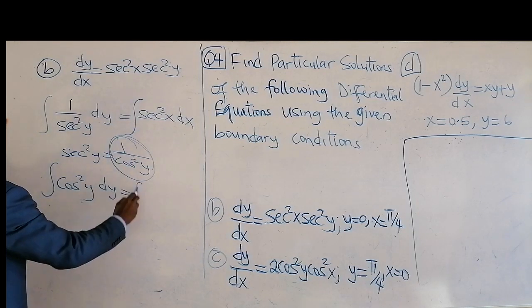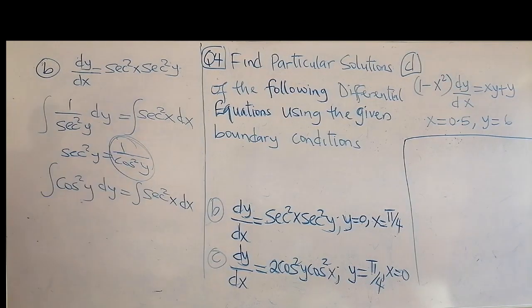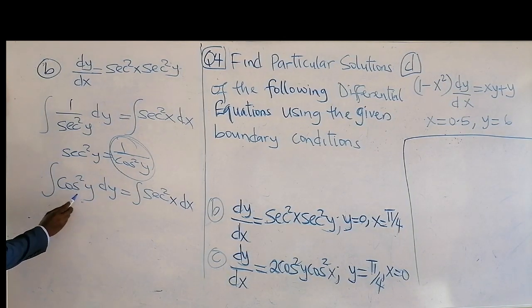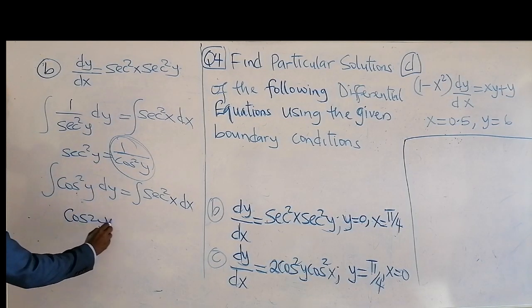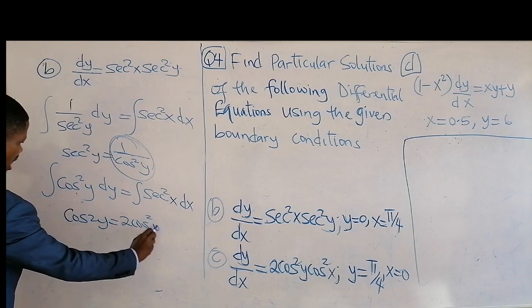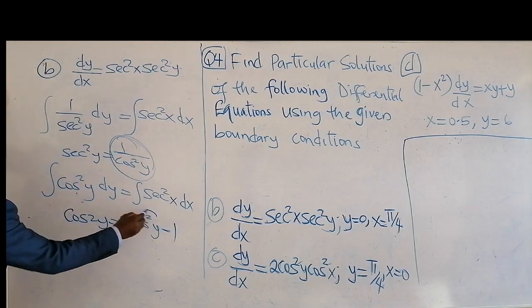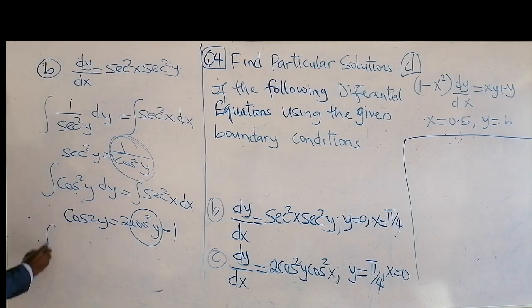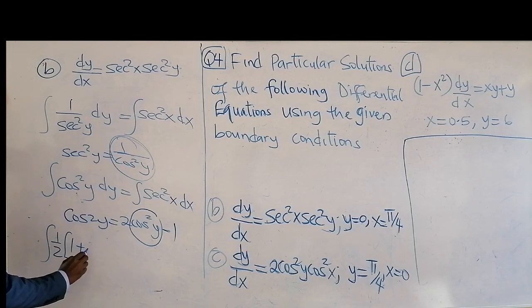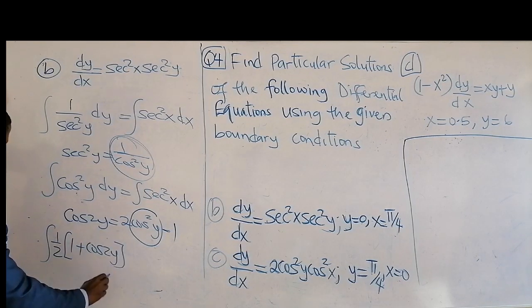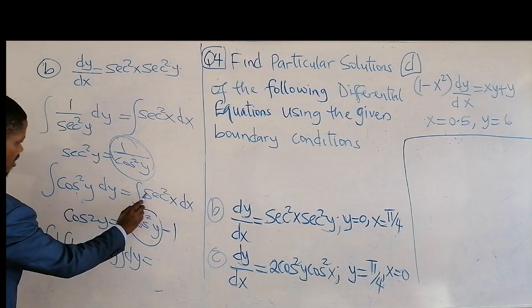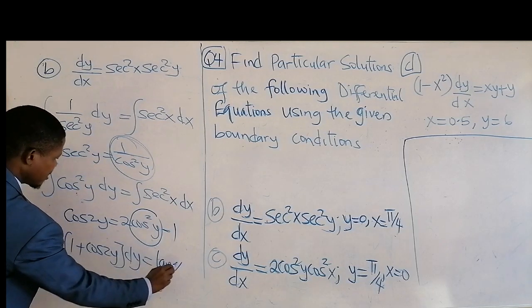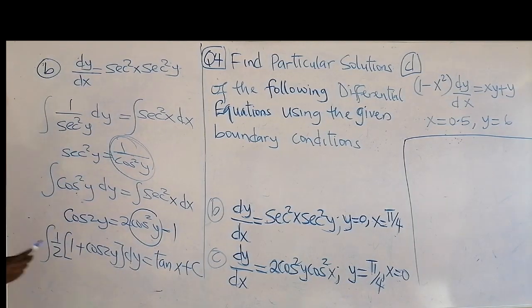And then this one, integral of sec square x. So there is no table for cos square y. We are going to use this identity: cos 2y is equal to 2 cos square y minus 1. So we can make cos square y the subject. So if you do that, we're going to have integral of 1 over 2, bracket 1 plus cos 2y, dy equal to the integral of sec square x, which is tan x plus c.